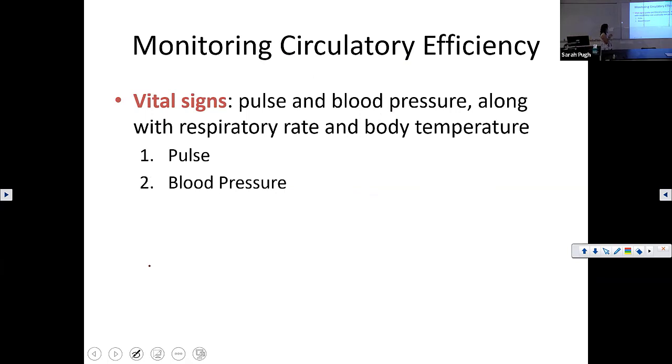Now, we do have a way to monitor the efficiency of our heart and our circulatory system. These are called vital signs. When you go to the doctor, the first thing they're going to do is triage you. They're going to take a temperature. They're going to take your heart rate. They're going to take blood pressure, right? And so we say our vital signs are all of the things I just listed, but it's also going to include your pulse and your blood pressure for this chapter.